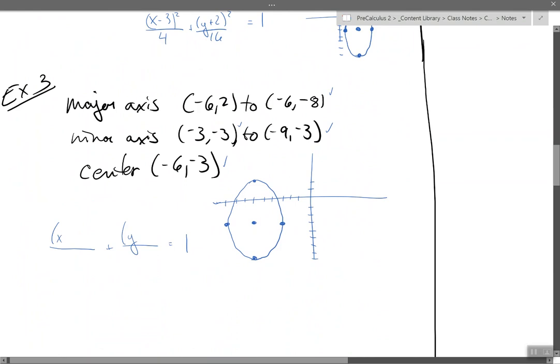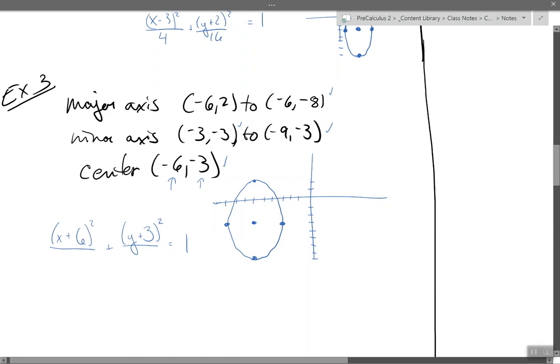So what goes in those parentheses? Well, it's the center, and it's the opposite sign. So if the x part is -6 here, we're going to put the opposite in the parentheses with the x, so +6. Close it, square it. Same thing for y. It's -3 here, so we put the opposite in, so it's +3. Close it, square it.